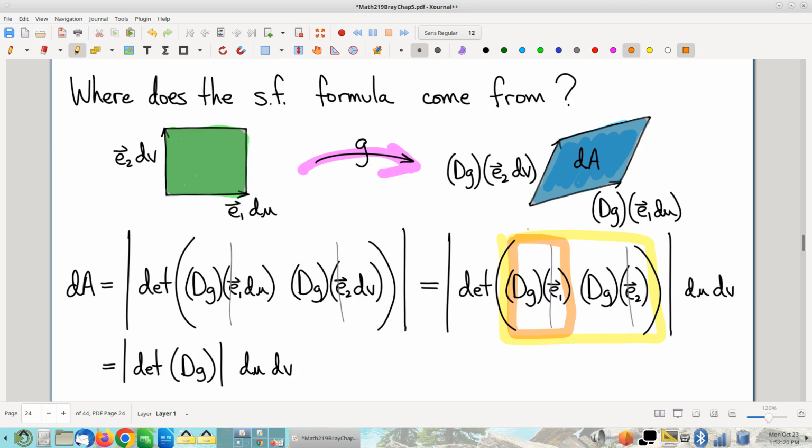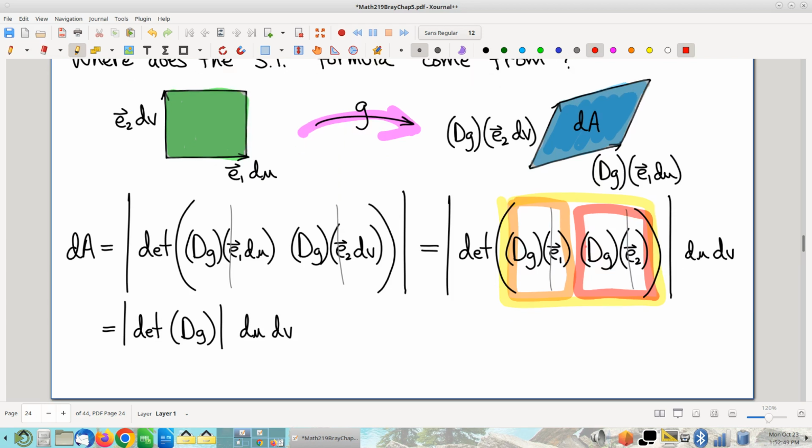Let's look at the second column here. This second column, forget everything else, dg times E2, gives me the second column of dg. So the second column of the yellow matrix I'm trying to understand is the second column of dg. That means this yellow matrix has the same first column as dg. It has the same second column as dg. And as I like to say, if it looks like a duck and quacks like a duck, it is a duck. So this great big matrix is just dg.